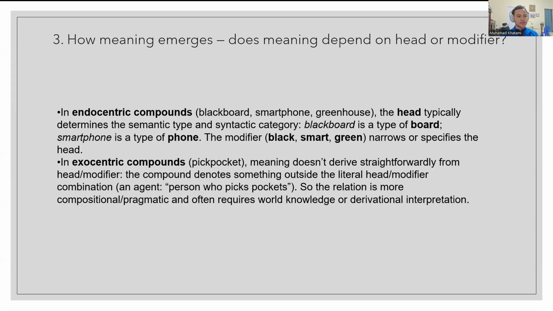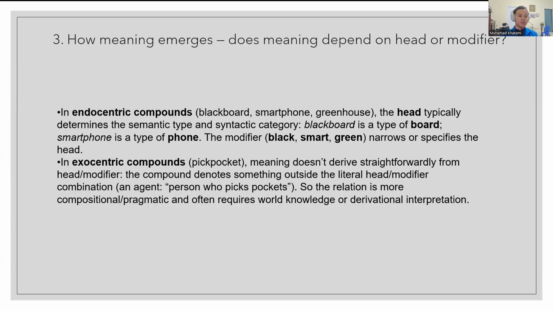Now, test number 3: how meaning emerges. Does meaning depend on the head or the modifier? In endocentric compounds, such as blackboard, smartphone, or greenhouse, the head typically determines the semantic and syntactic category. Blackboard is a type of board. Smartphone is a type of phone. The modifier black, smart, or green narrows or specifies the head.